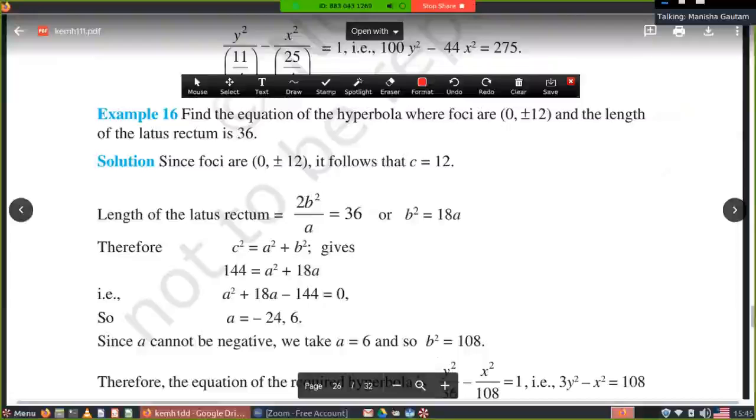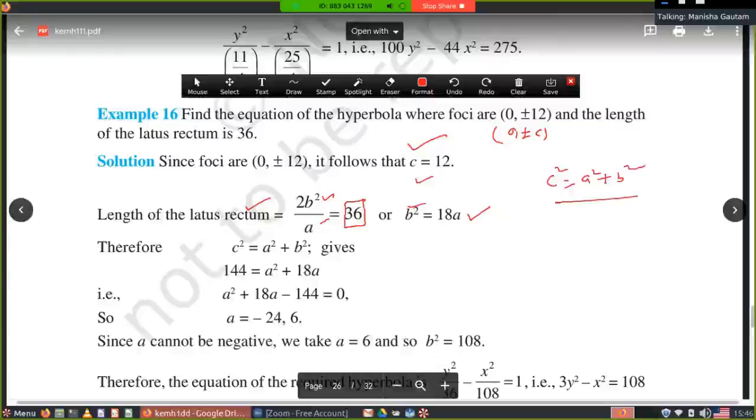Find the equation of hyperbola where foci are 0, plus minus 12 and the length of the latus rectum is 36. Foci means 0, plus minus c. It means the value of c is 12. Length of latus rectum means 2b square upon a is given equal to 36. From here you will get b square is equal to 18a. As you know, c square is equal to a square plus b square. C you know, b square you know.